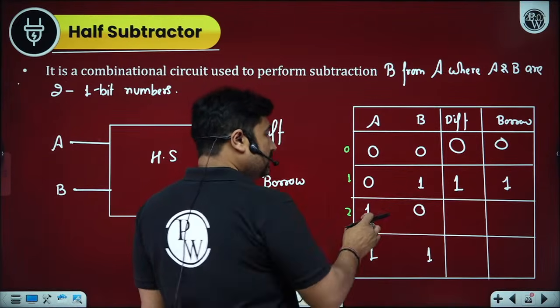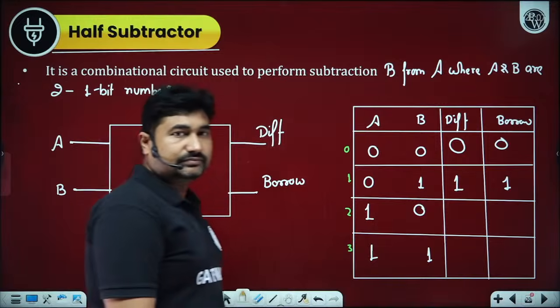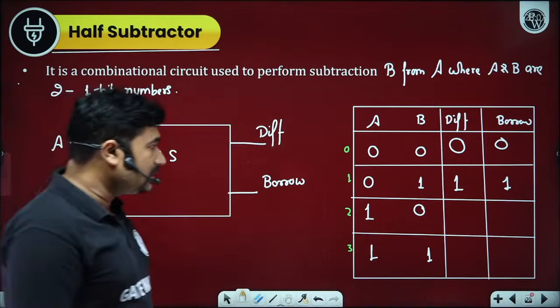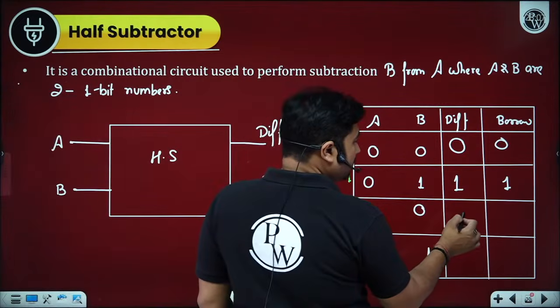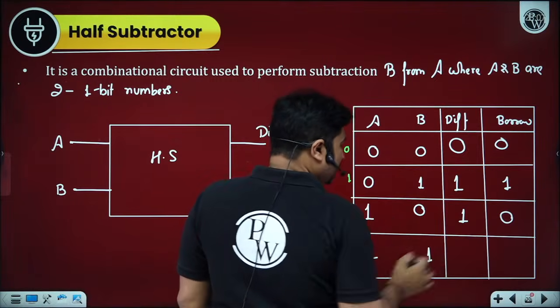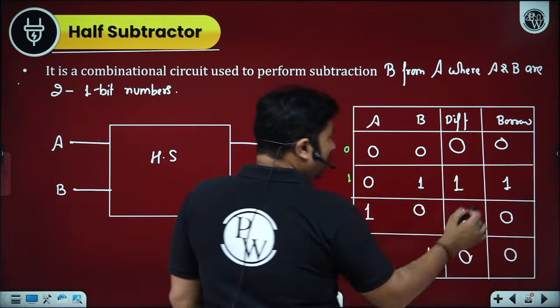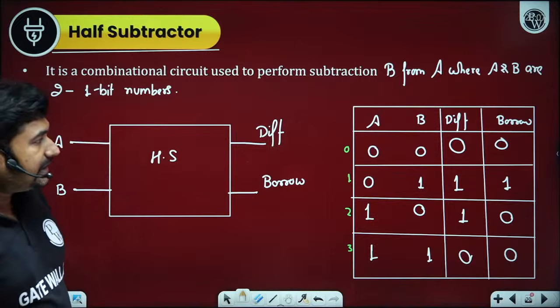In the same way, what is 1 minus 0? What is 1 minus 0, beta ji? So, sir, 1 minus 0 is 1 only, sir. And borrow 0. What is 1 minus 1? 0. Borrow 0. How many of you are able to understand the difference and borrow in case of a half adder now?